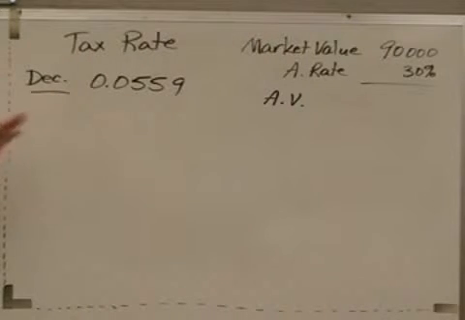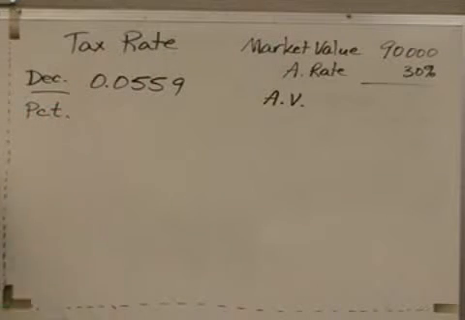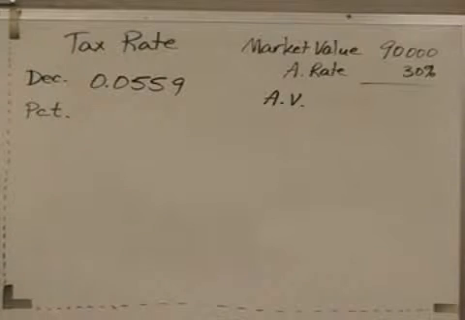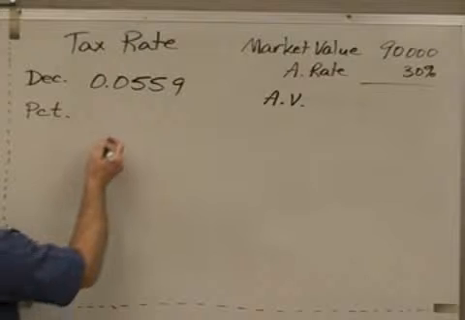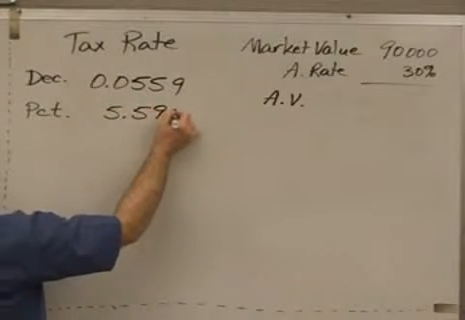Now, to change a decimal to a percent, what do we do? We just move the decimal 2 places to the right and stick a percent sign after it. So as a percent, this is 5.59%, isn't it?